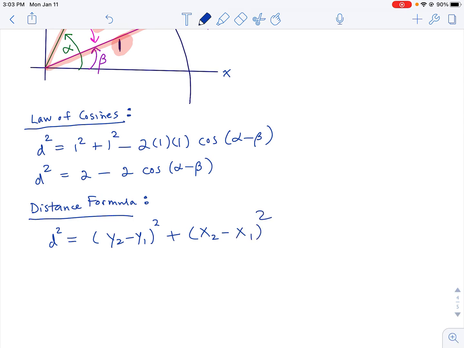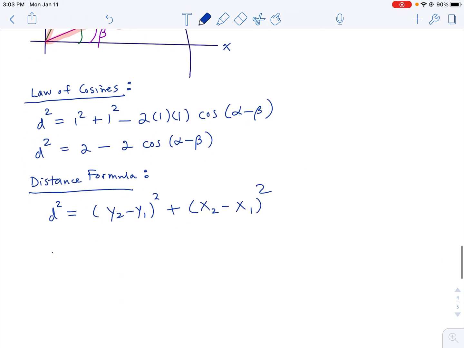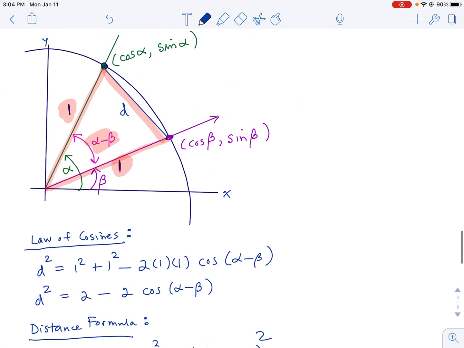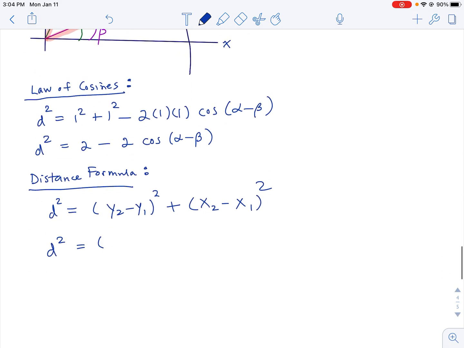Like that, right? Okay, well, we can do the same thing to get d here, right? D squared would be what? Subtract the y coordinates. What are the y coordinates? It's the sine values, right? So I could go sine alpha minus sine of beta, square that, and then I could subtract the x coordinates. That's cosine alpha, right? Minus cosine beta, and that gets squared.